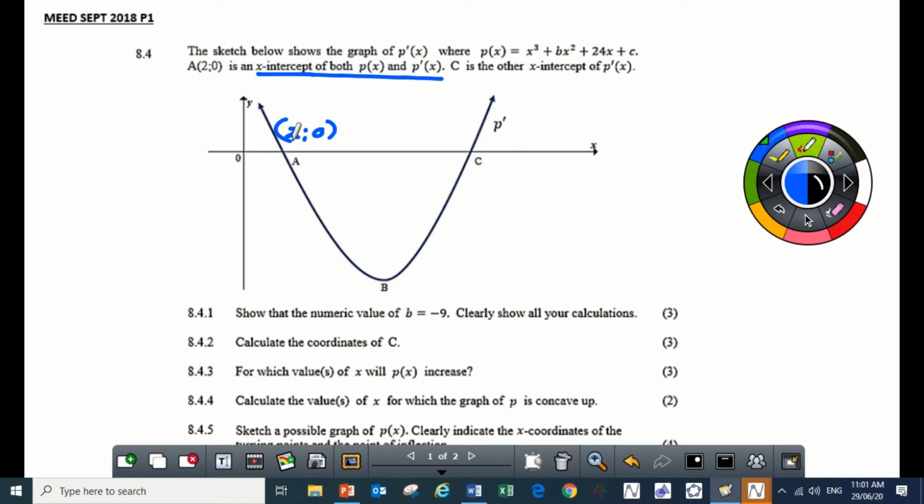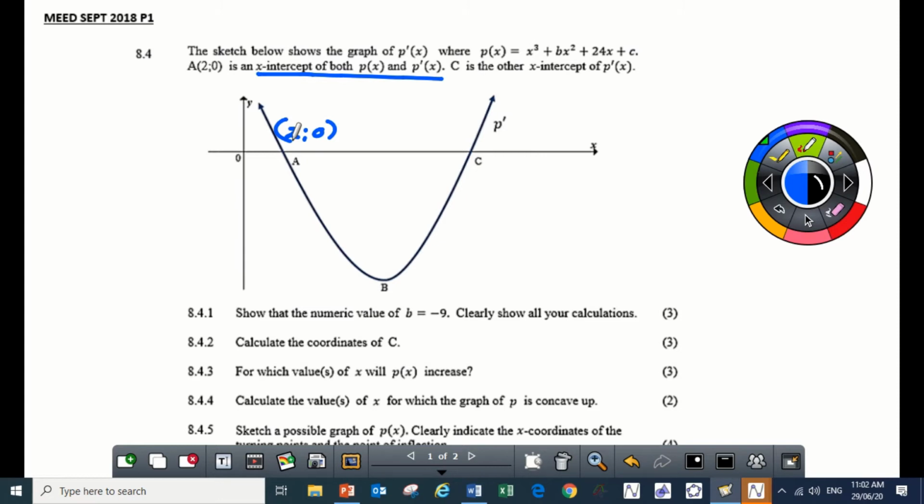Yes, Michael. Since you already know the value of b, that means we have the full equation for p prime x, which is the first derivative. Since you have the full equation, you just find the roots of that equation. One of those roots would be equal to a, and the other one would be the coordinates of c. Yes, thank you. So if you want to find the coordinate of c, you can use the first derivative.